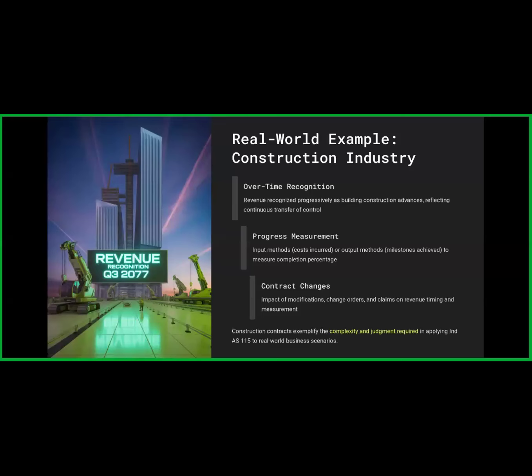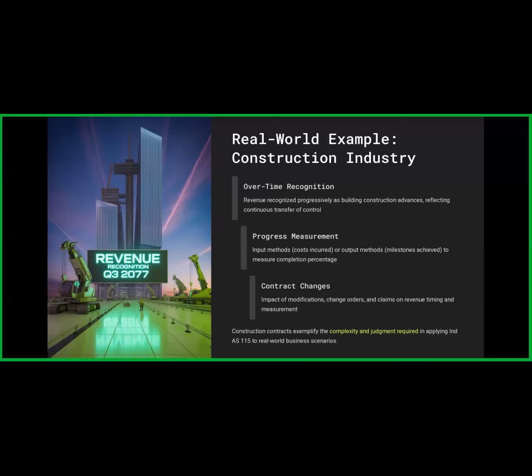So first is the overtime recognition. What are the different revenue recognition methodologies, how they recognize the revenue? Revenue is recognized progressively as the building construction advances, reflecting continuous transfer of control. We know that when the building construction starts, at the same time near about 90% of the flats are sold by the construction company. So how do they get the revenue, that is the important question in everyone's mind.